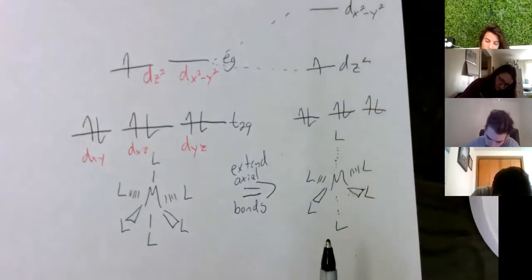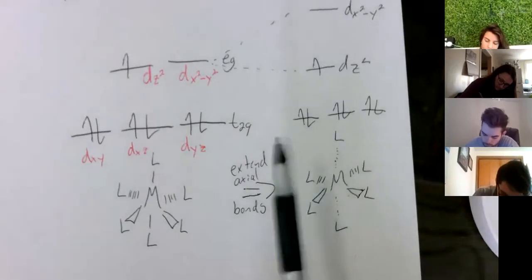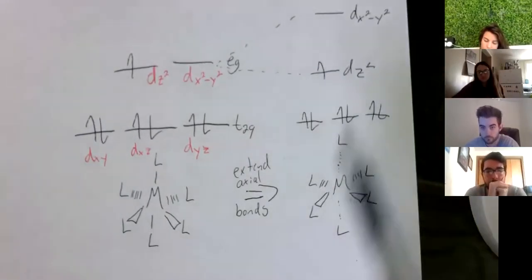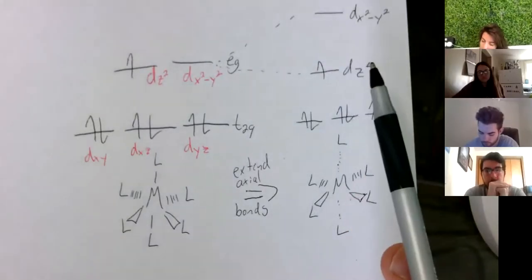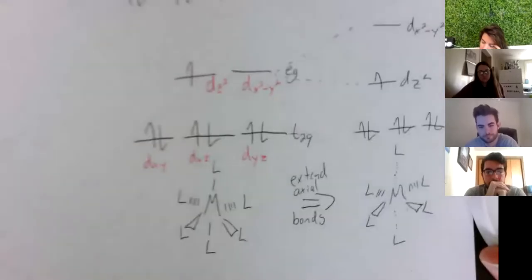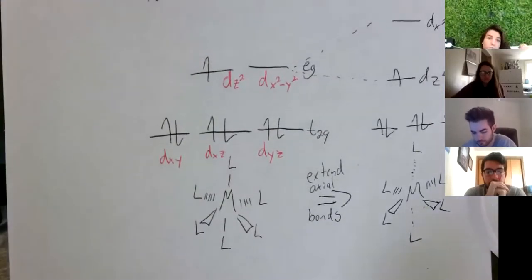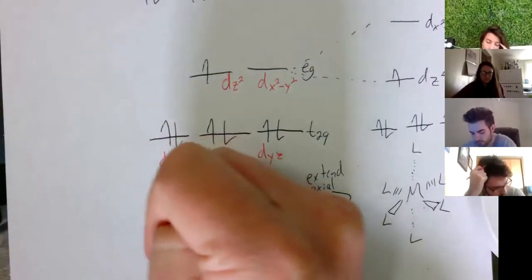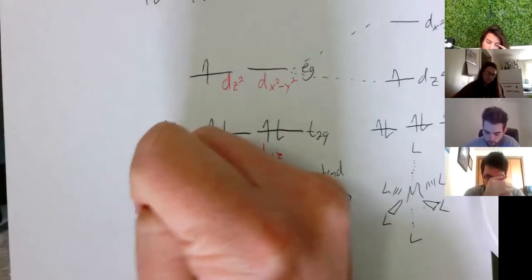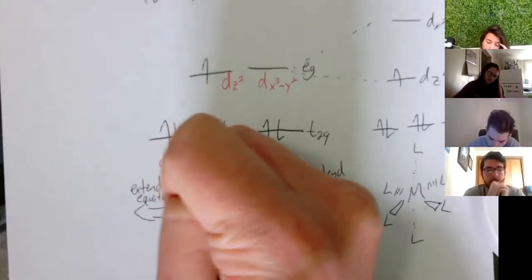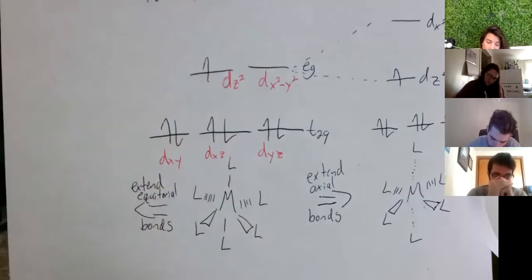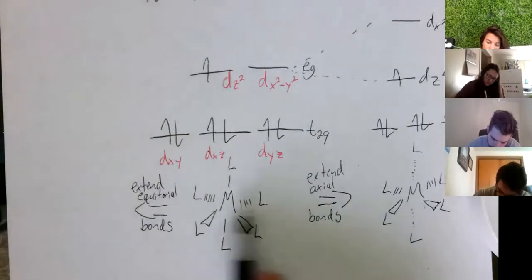Now if we look, we get a situation where the system is a little more favorable. It ends up breaking that degeneracy. Now let's consider the other situation. Let's say we make the equatorial bonds larger. Extend equatorial bonds. So in that case, we're moving these guys out.